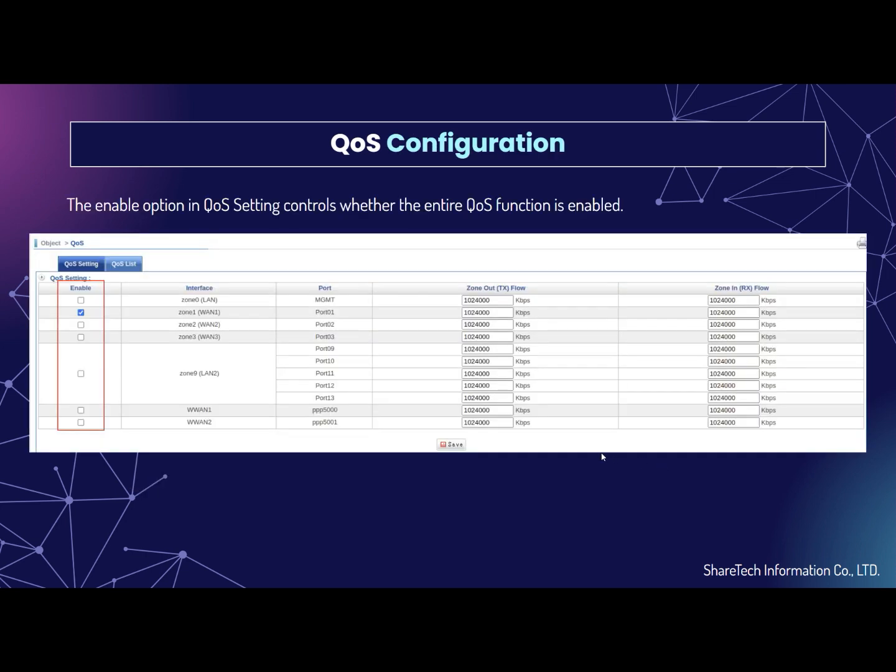The Enable option in QoS setting controls whether the entire QoS function is enabled. So if you need to enable QoS in the policy, please make sure to check the Enable option. Otherwise, QoS will not have any effect. So don't forget to check this item.